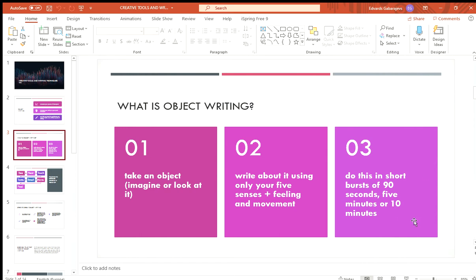And important is to do it in short bursts, and we are presented with either 90 seconds, 5 minutes, or 10 minutes. So you can do it in this limited period of time. In this way, you don't have a lot of time to stop and think about things. You simply write down everything that comes to your mind.